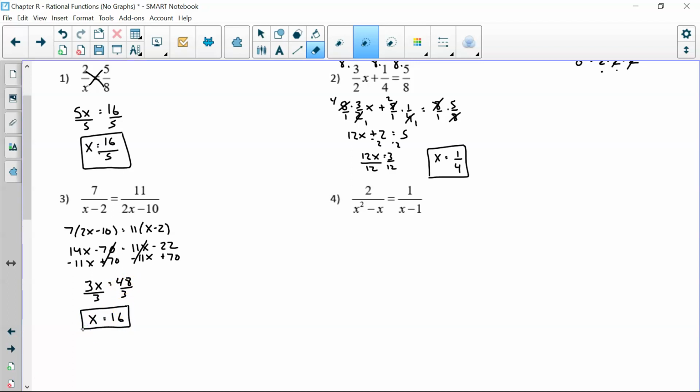And one of the things we want to make sure of is that our value for x won't cause division by 0. If we put 16 in place of x, we're not going to have division by 0. This is a valid solution.